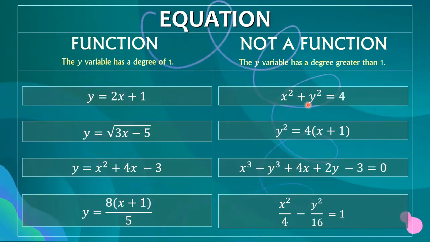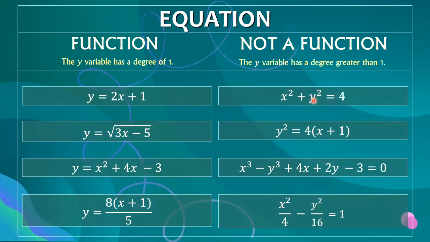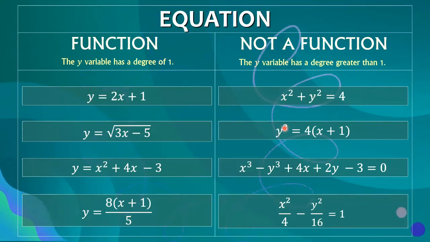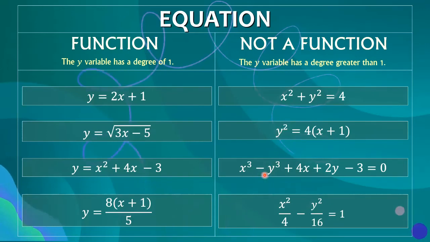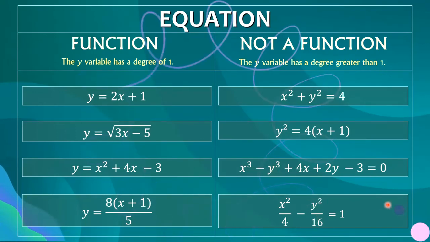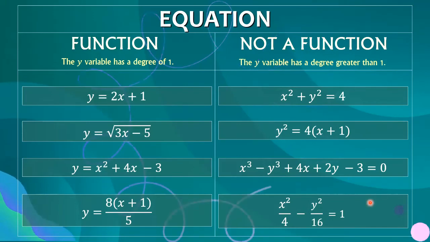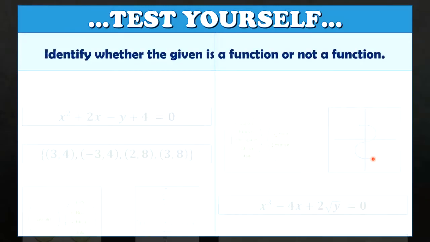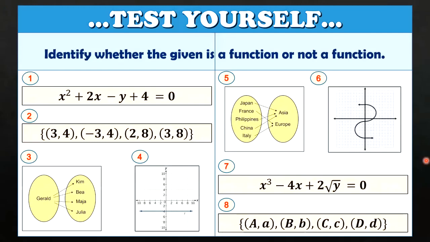So observe our y variable, y squared, so it's more than 1. We have also here on the third example, y raised to the power of 3. So obviously it's more than 1. So that's why it is not a function. Okay, hopefully, nasabtan ra on how we are going to identify if the given is a function or not a function. So I have here a series of examples to identify whether the given is a function or not a function.